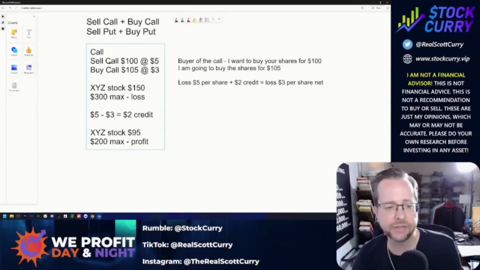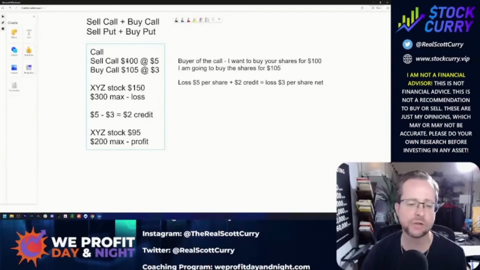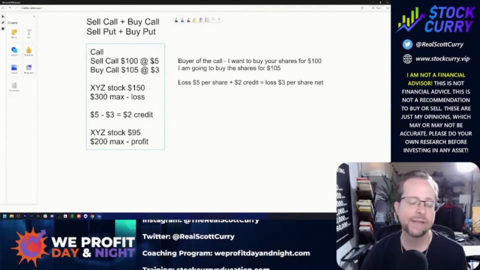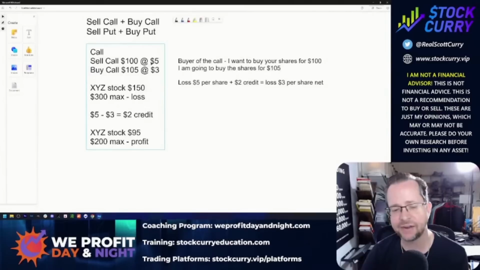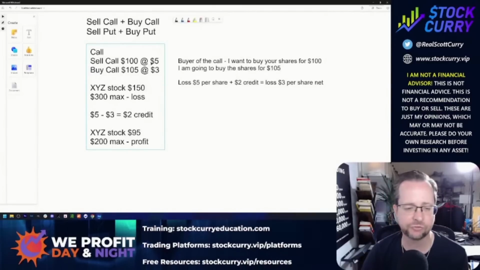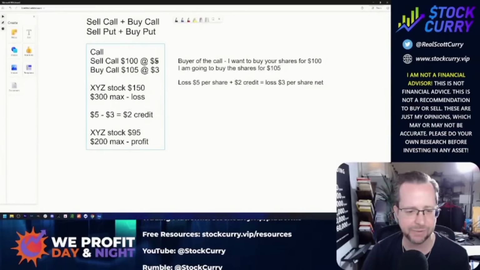What happened to the guy who just bought this call option and got super duper insanely lucky? Well, he ends up making a $50 per share profit minus the $5 he paid. He makes $45 per share profit. Just a super duper lucky guy. He made $45 on a $5 bet.